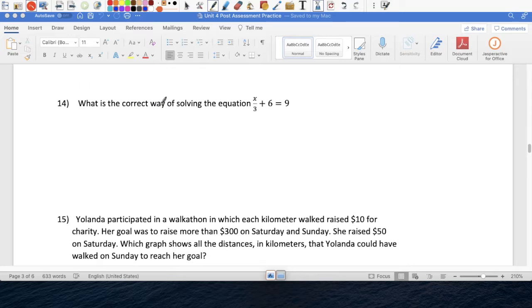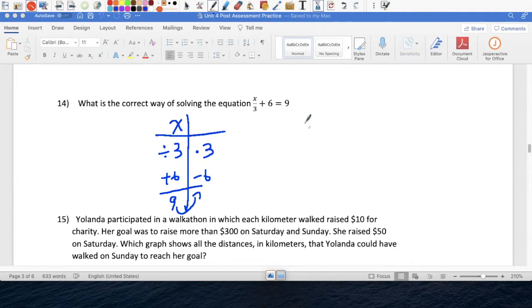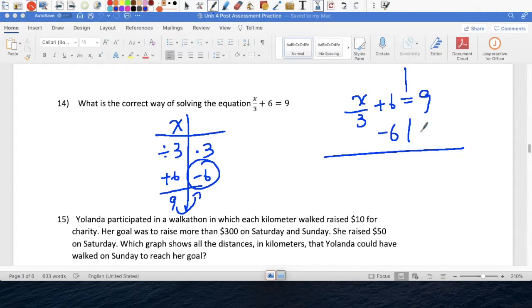Here it says, what is the correct way of solving the equation? What do we have to do first? Well, x is being divided by 3, and then plus 6 equals 9. So we're going to do minus 6 and then times 3. So the very first thing we have to do is what? Minus 6. So first is minus 6 on both sides.